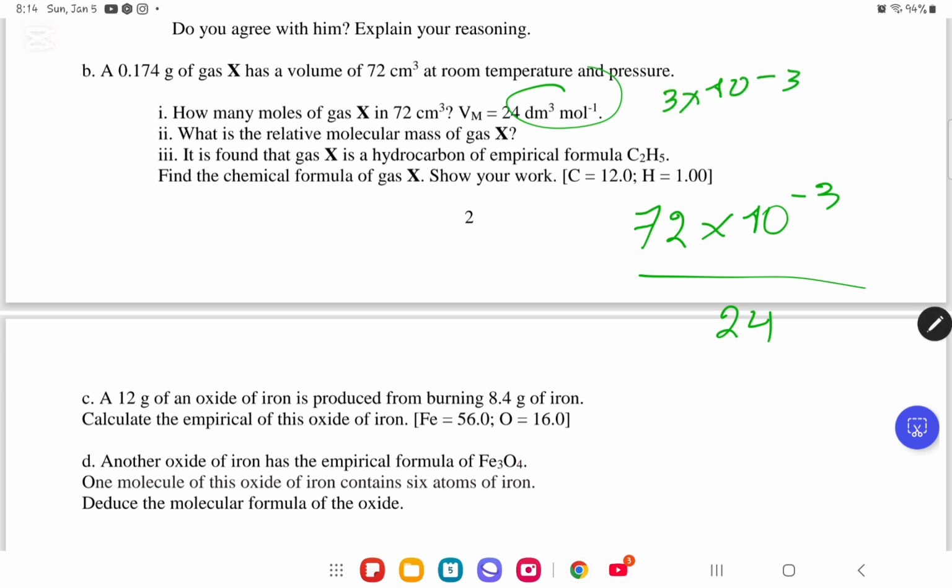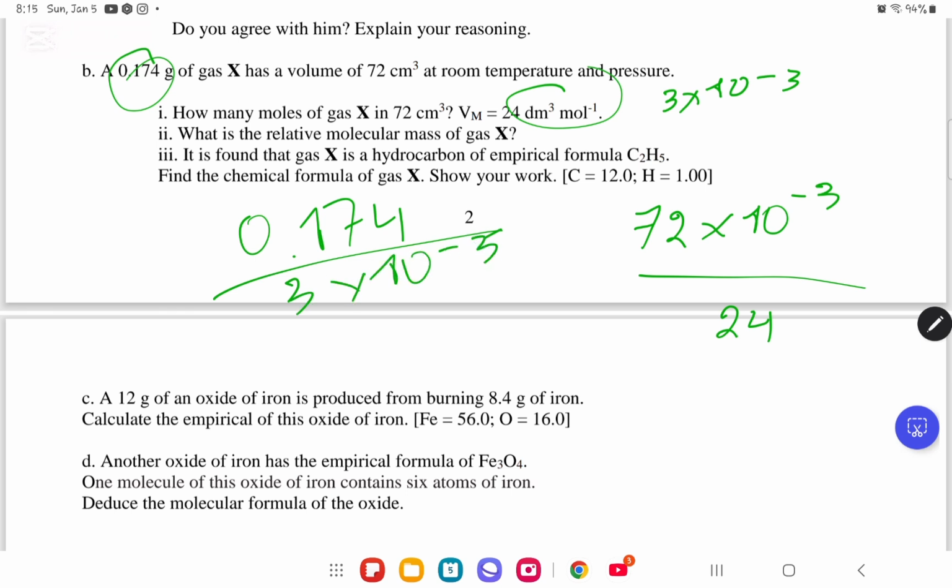Now, what is the relative molecular mass? Given this statement, we can say that it's a covalent compound. However, to find the relative molecular mass, or in other terms, the molar mass, we are given the mass, which is 0.174. Then we can divide it by the number of moles, which is 3 times 10 to the power of negative 3. So 0.174 divided by 3 times 10 to the power of negative 3, it is 58 grams per mole. So that is the molar mass in part 2.